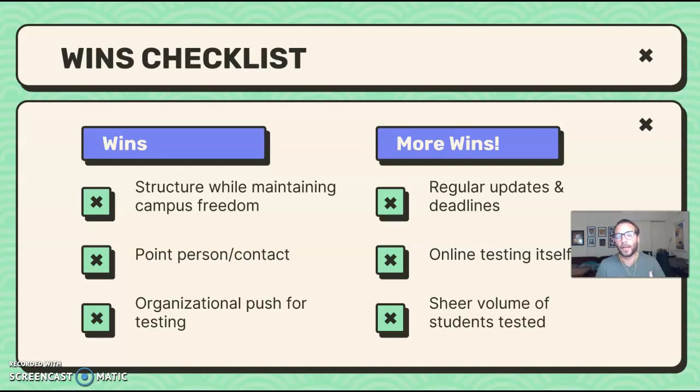Regular updates and deadlines along the way, maybe that just ties in with the point person and contact, but a couple of people actually named that. Being held accountable for what needed to be done, receiving regular updates, and having clear deadlines all contributed to the success that we had.